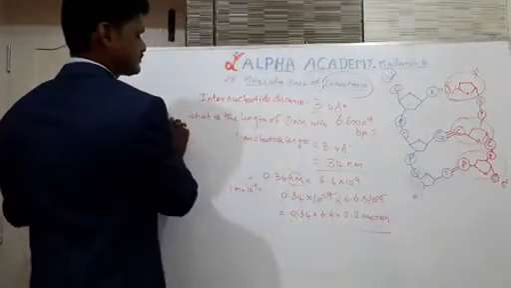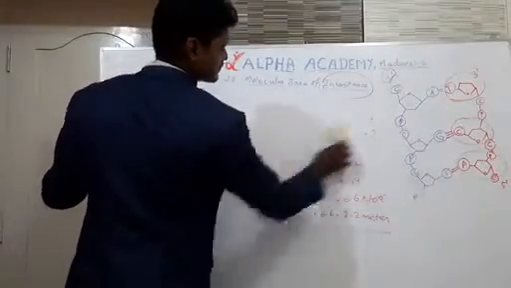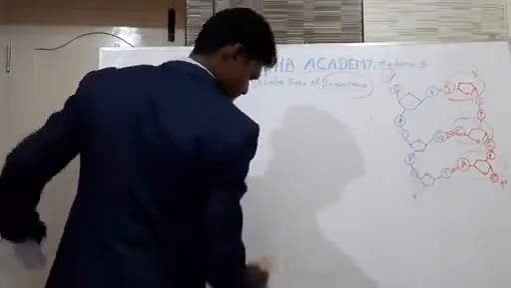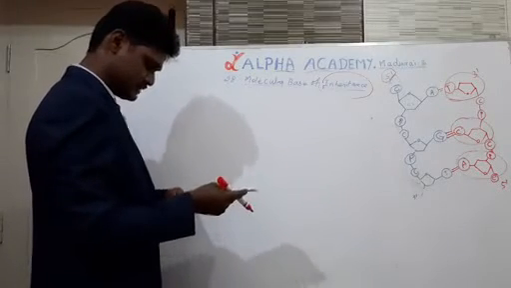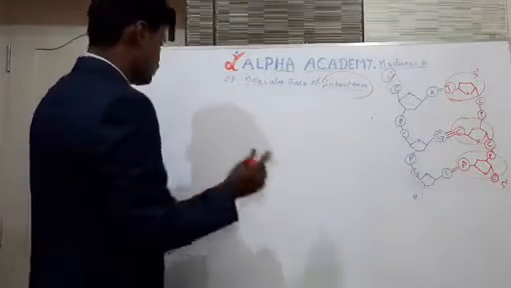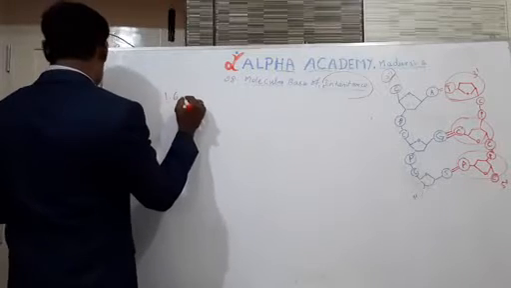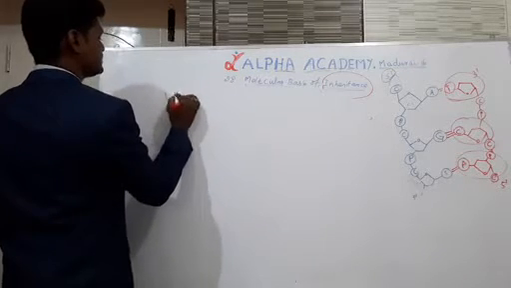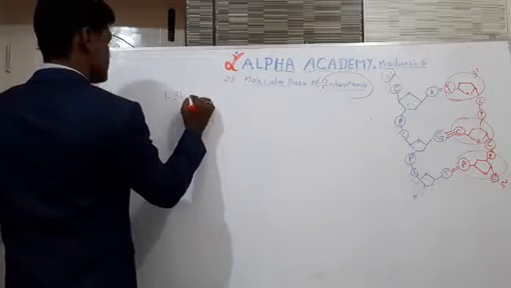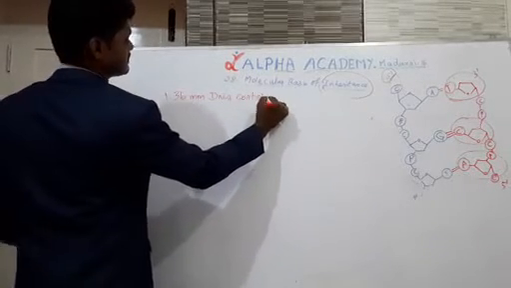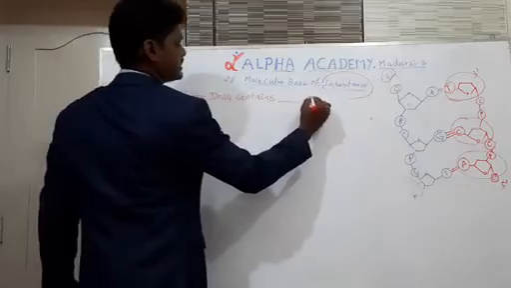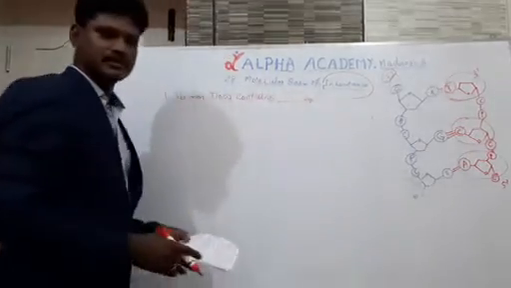Second question. How many nucleotide base pair in 1.36 millimeter DNA? 1.36 millimeter DNA contains how many base pair? Okay, how many base pair?